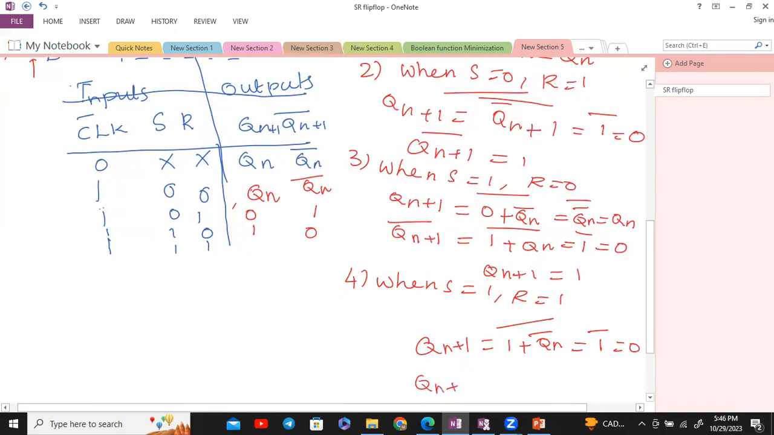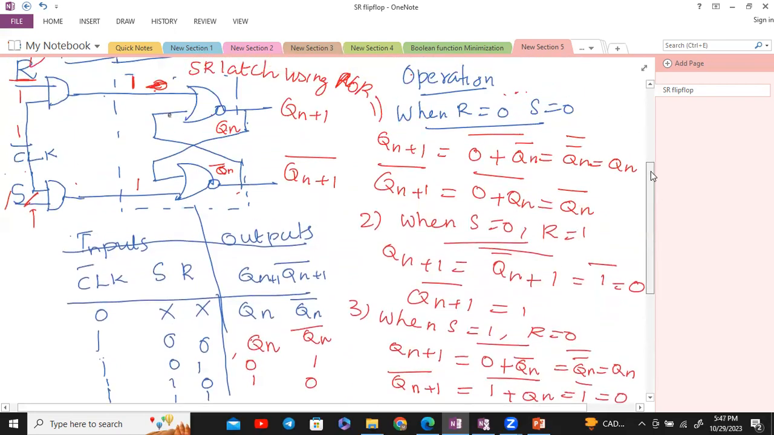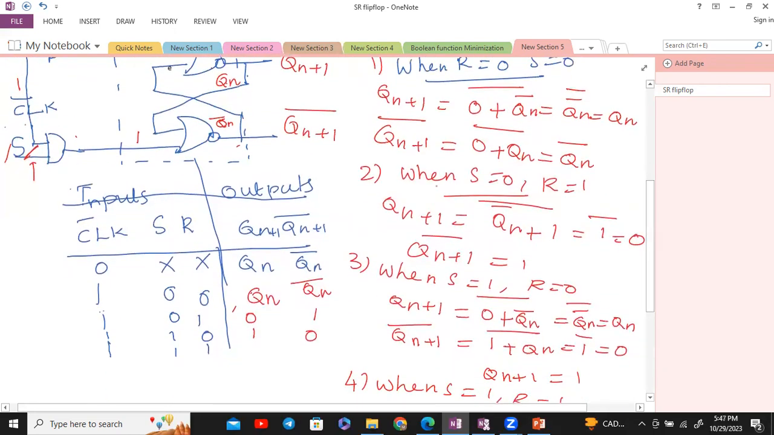So Qn plus 1 bar is equal to 1 plus Qn, the whole bar. So it becomes 1 bar. What is 1 bar? It is again 0. You are getting both the outputs to be 0. Definitely, Qn plus 1 is 0 means Qn plus 1 bar should be 1. But we are getting both the states should be 1. So it should be a non-existing or an invalid state.